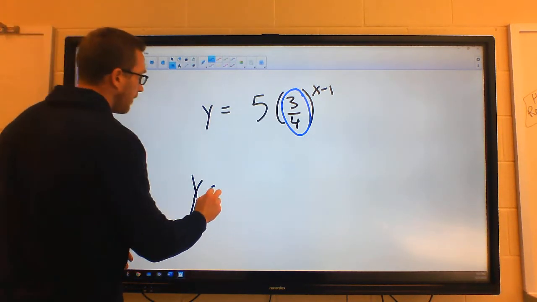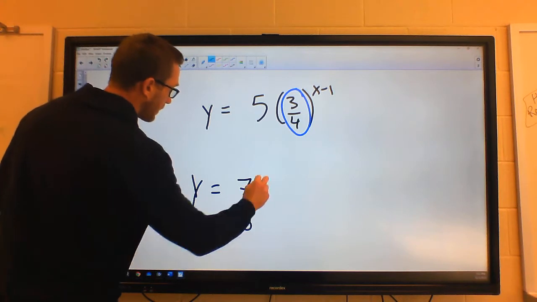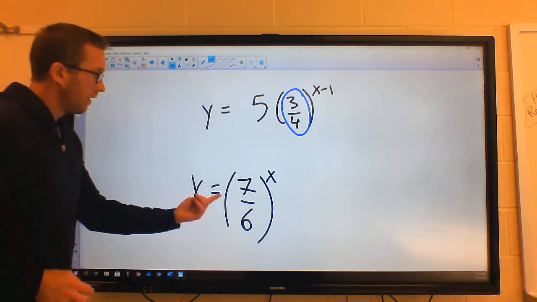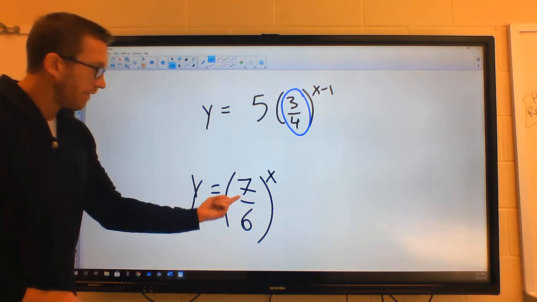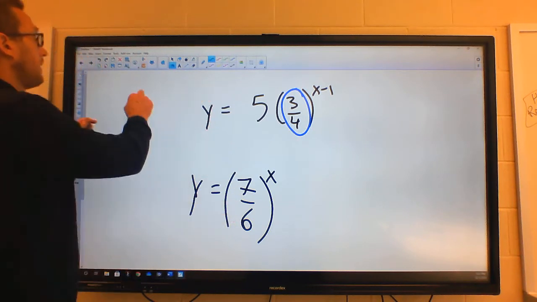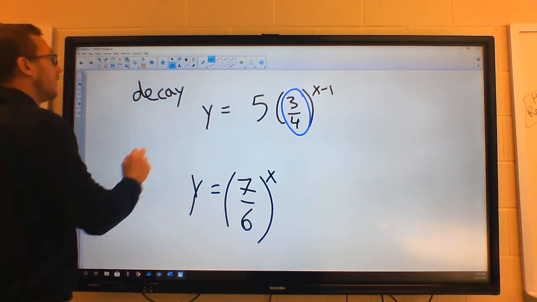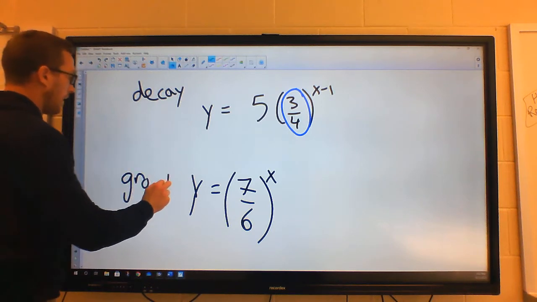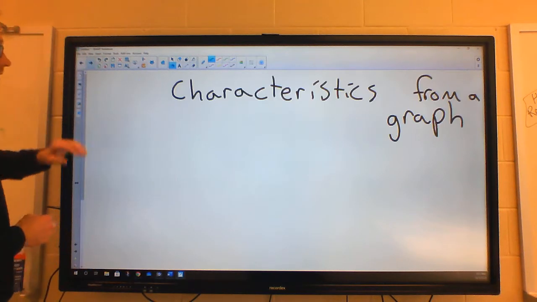For example, if I had the fraction 7/6 to the x power, clearly bigger than 1. 7/6. 7 is bigger than 6. It's bigger than 1. This would be growth. Keep this all in mind, guys and gals.